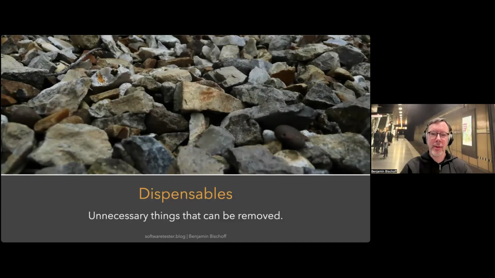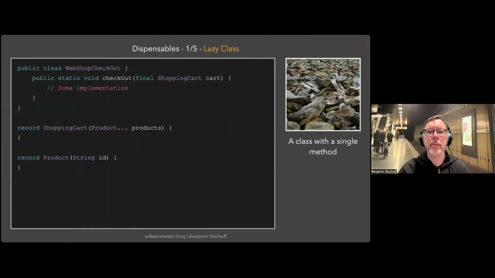Category number 4, dispensables. That is quite an easy category because it's just referring to unnecessary things in your code that can be removed. A classic is what's called lazy class. Again, I love those names that those code smells have. It's a class with a single method.